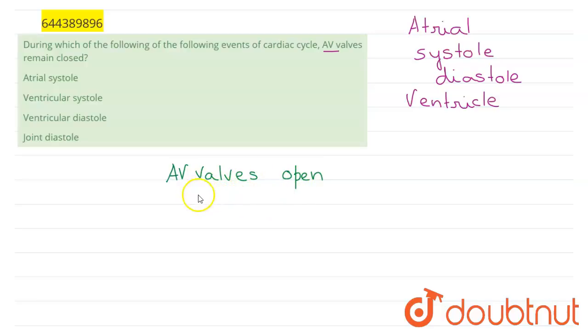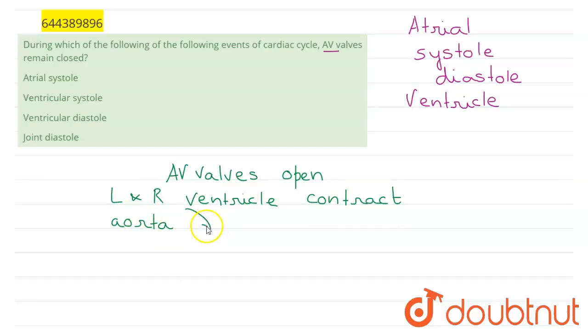Then during the ventricular systole, which is the time when the left and the right ventricles contract, because of this ventricular contraction, blood is pumped to the aorta and the pulmonary trunk respectively. So blood from the left ventricle goes into the aorta, and from the right ventricle it goes into the pulmonary trunk.